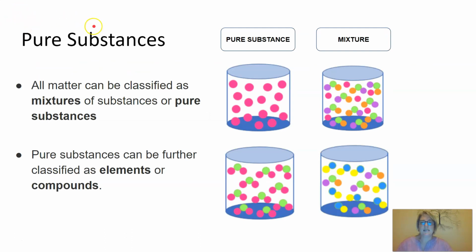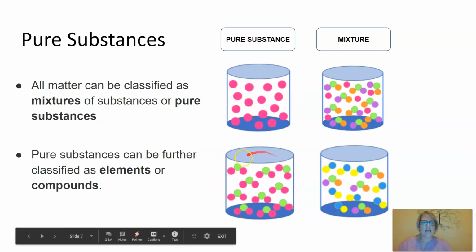So pure substances: all matter can be classified as mixtures of substances or pure substances. And a pure substance can be further classified as an element or a compound. So in a pure substance, all the atoms here are exactly the same. These are atoms, or they can be seen as elements. And in this container here, we have a compound, which is made up of different types of atoms.